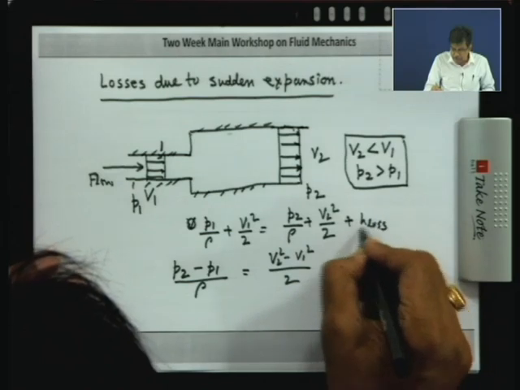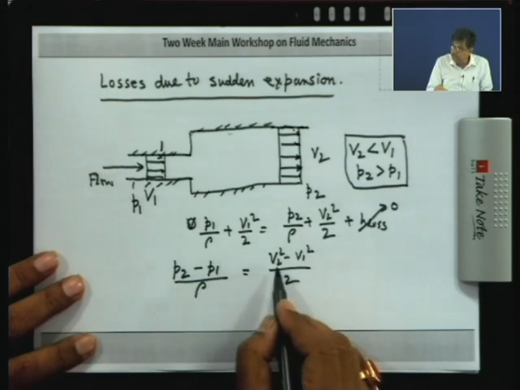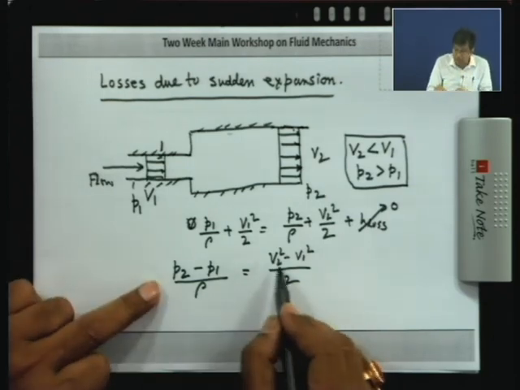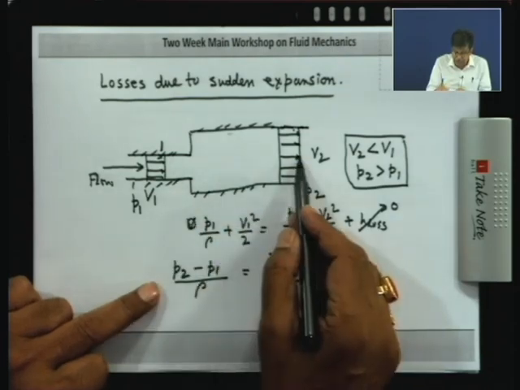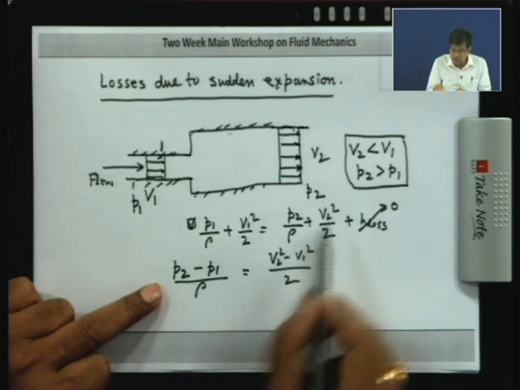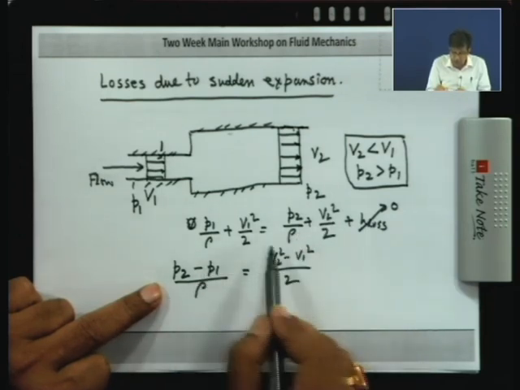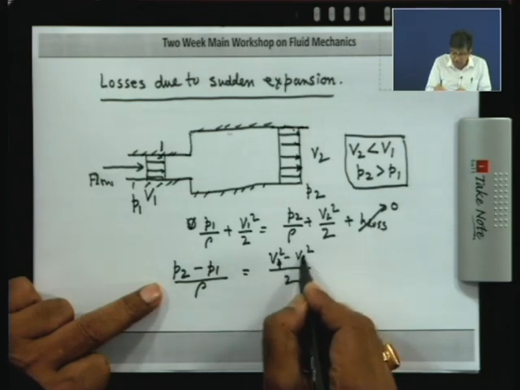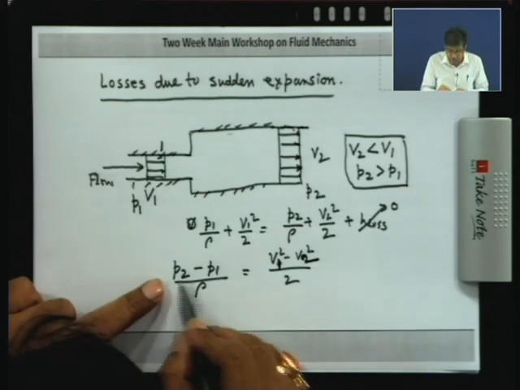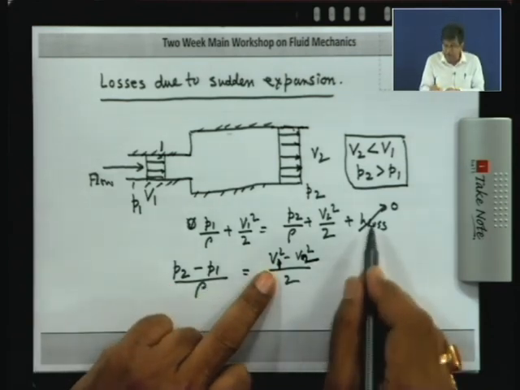That means if you consider an ideal fluid, the loss is 0, then P2 should increase the way V2 decreases, because V2 decreases from V1. That is why P2 increases because of Bernoulli's equation. When V2 decreases, P2 increases. So this will be V1 square minus V2 square. The increase in P2 is manifested by the decrease in V2 by this amount if there is no loss.